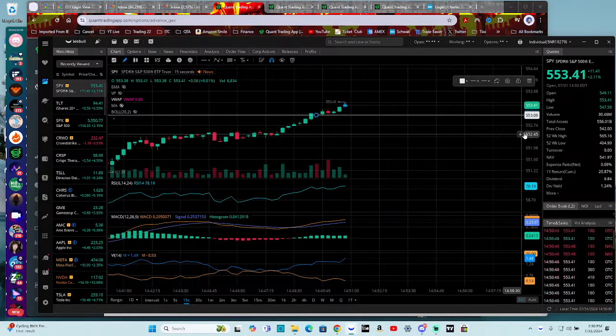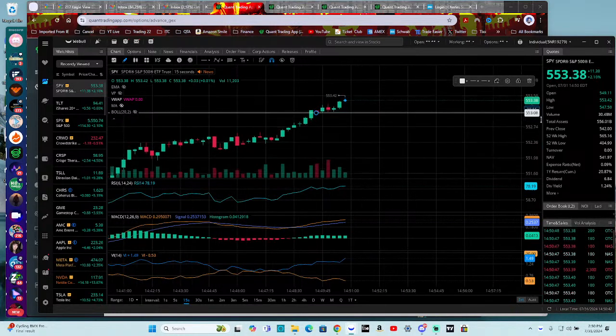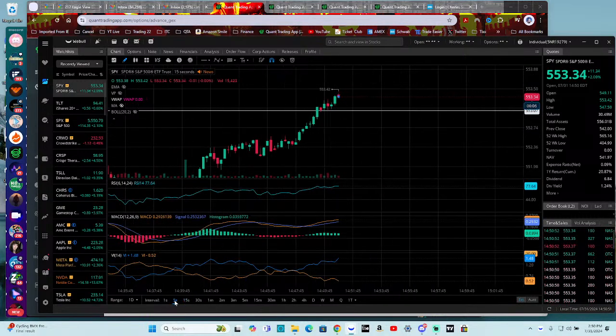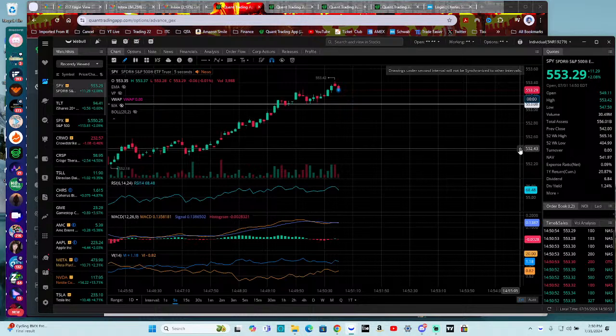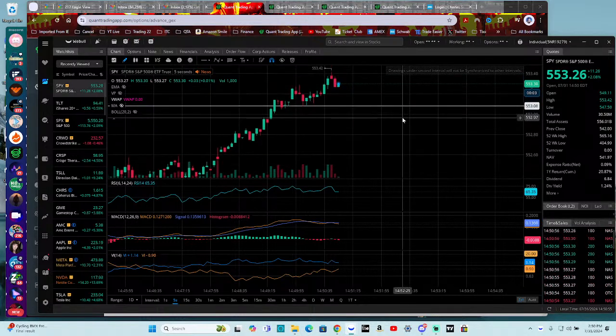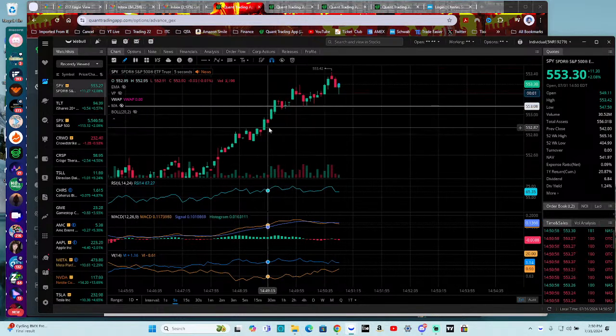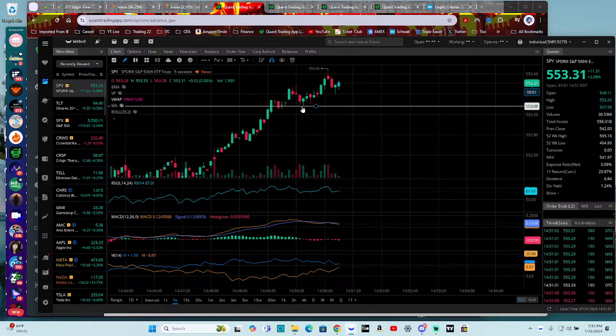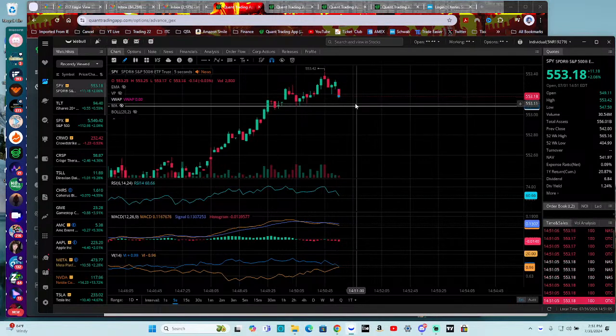See, now we're on the 15-second chart. I pulled this up just to show you. When you zoom in, you get a clearer picture of the action. Remember how I was saying wait for a break and retest? Here you have a break, a little retest, then a more significant retest. And if we come back down again, it's going to be an even more significant retest.